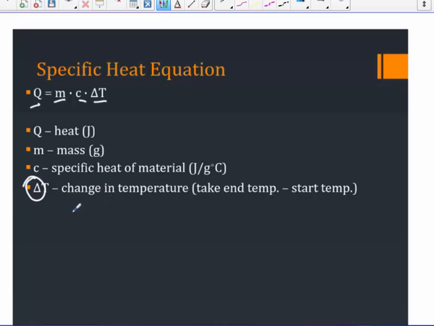This little symbol, if you've never seen that before, is the Greek letter delta. It looks like a triangle. It means change in. Okay, so change in T, or change in temperature, and the way we calculate a change, we always take the final or ending temperature minus the initial or starting temperature.